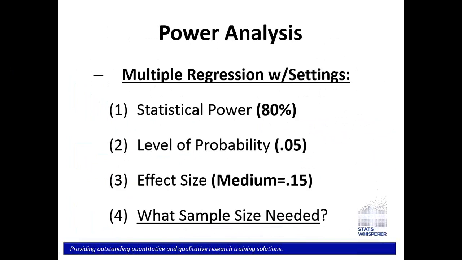So here we have it set for the multiple linear regression. Again, power set at 80%, probability at 0.05. Now the effect size says medium equals 0.15, because the f squared, which is one effect size for the multiple linear regression, for a predictor, 0.15 is medium. So we compute these, and it'll tell us what sample size is needed.